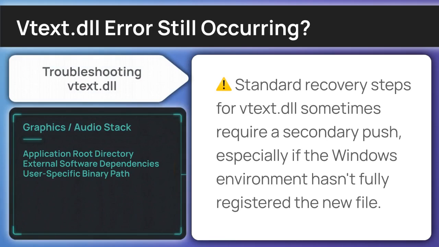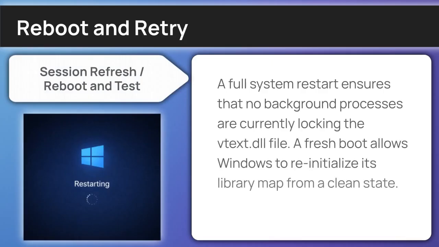system architecture. A full system restart ensures that no background processes are currently locking the Vtext library file. A fresh boot allows Windows to reinitialize its library map from a clean state.